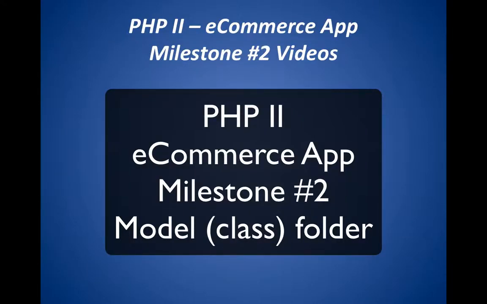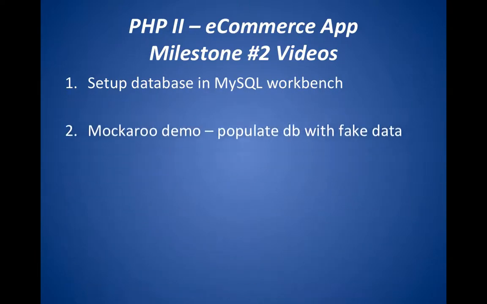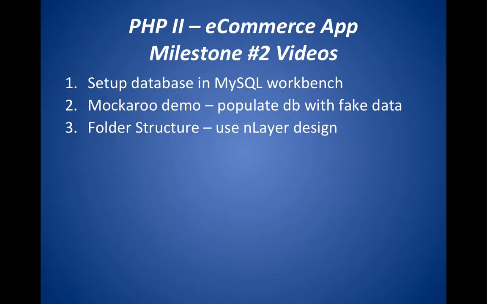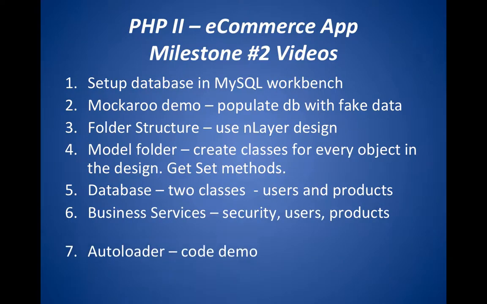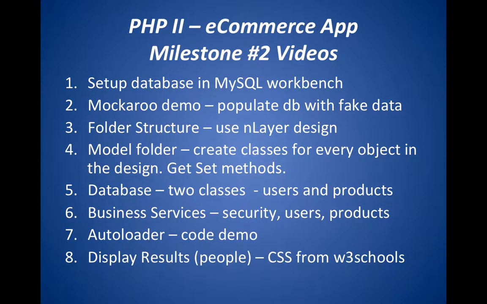We're looking at milestone number 2 and some of the things that you're going to have to create to get there. In the previous videos we looked at setting up a database, using Mockaroo to fill it with fake data, and then last time we looked at some structure on how to design your folders inside your project. Now we're going to take a look inside the model folder, and we'll take some time to look at how to create a model for each object in your application. And then in future videos, we're going to look at 5, 6, 7, and 8 as well.